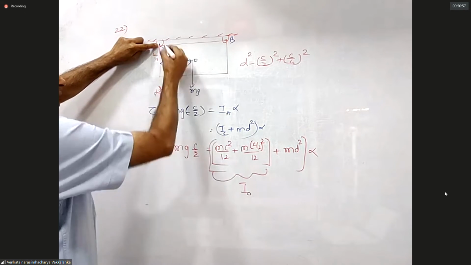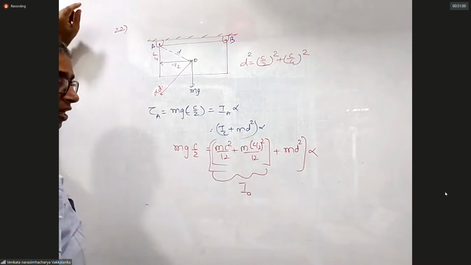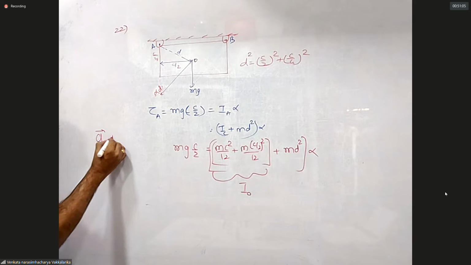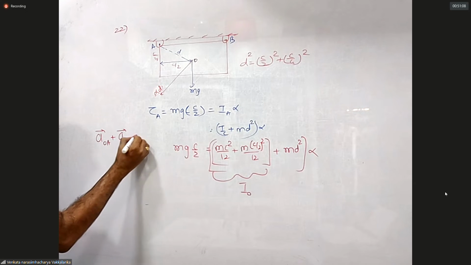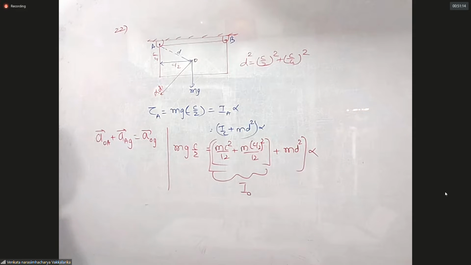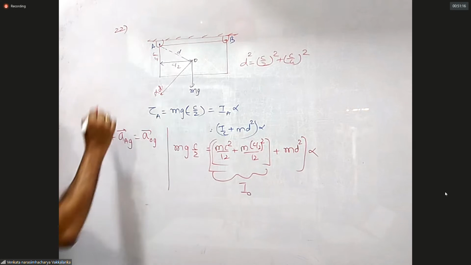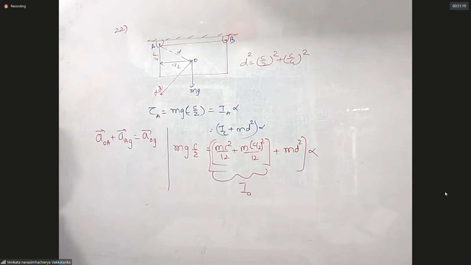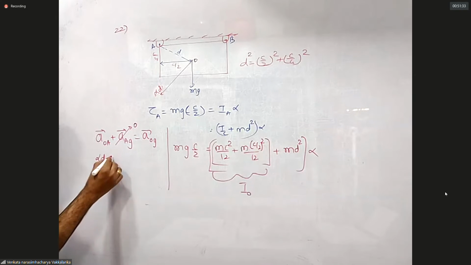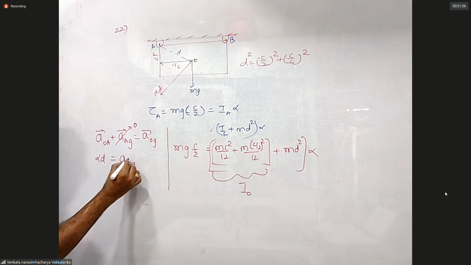Body is turning this way. R alpha will be perpendicular to R. What is R here? D. Acceleration of O with respect to A plus acceleration of A with respect to ground is acceleration of O with respect to ground. Do you agree with this? Acceleration of O with respect to A is alpha D, plus acceleration of A with respect to ground is 0, will be acceleration of O with respect to ground.